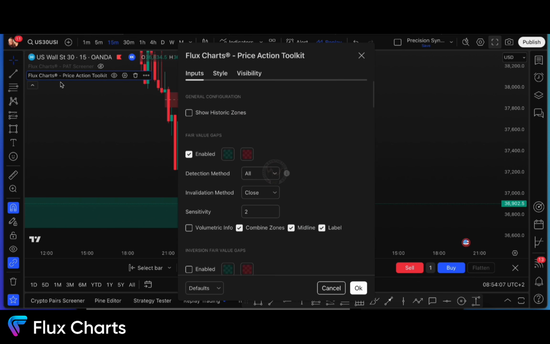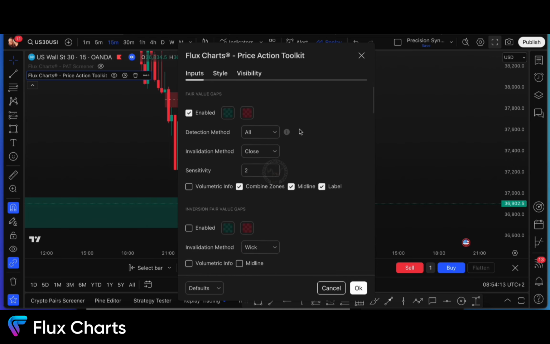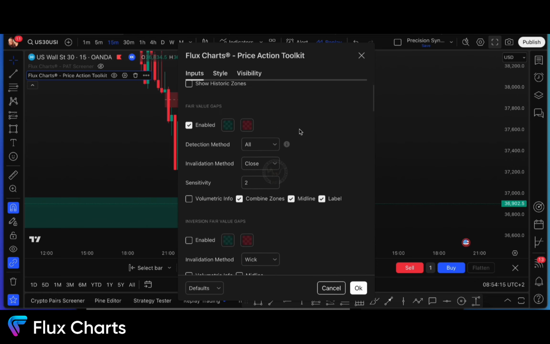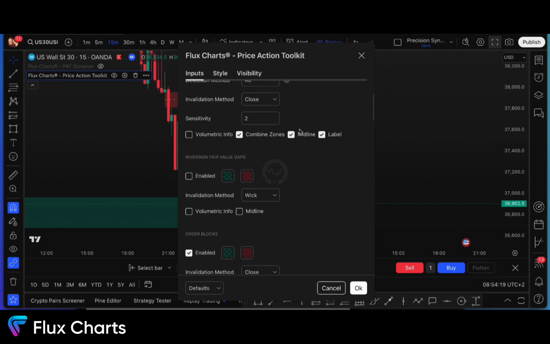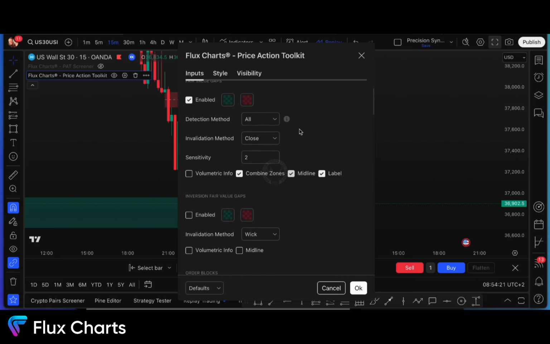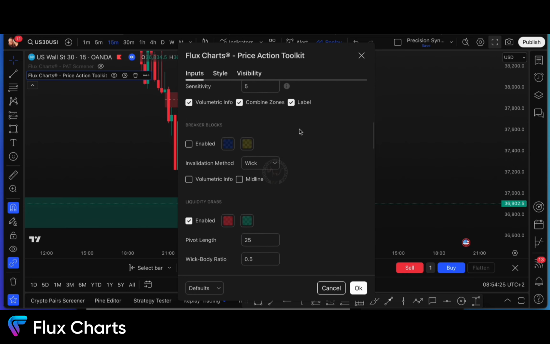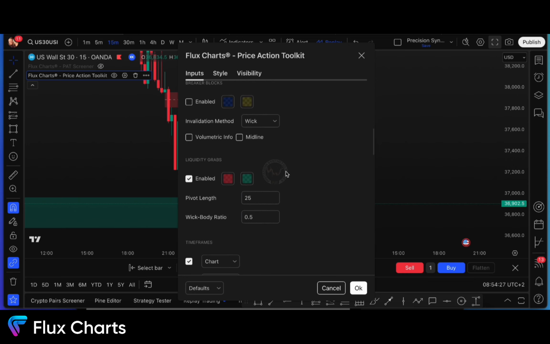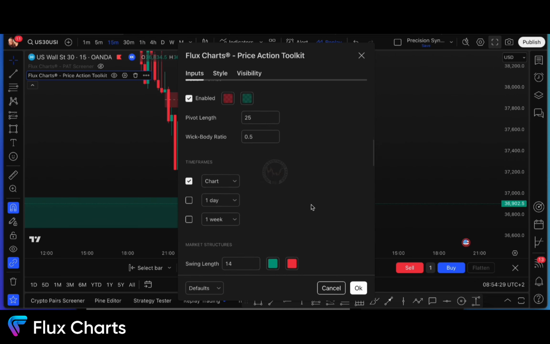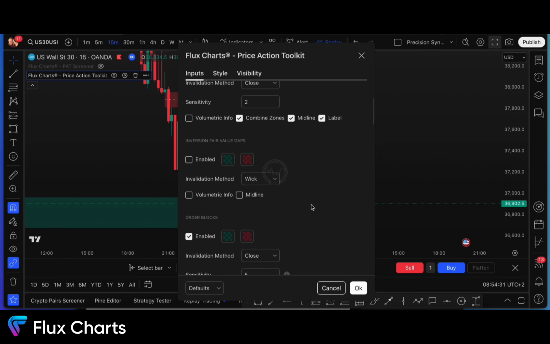All right, so let's open this indicator. As you can see, this is an all-in-one price action toolkit. It is a paid indicator, but this helps me a lot by simplifying my trading and taking all the noise out of it as well. You got order blocks, fair value gaps, inverse fair value gaps, market structure shift, breaker blocks, liquidity grabs. Everything is inside of this indicator.